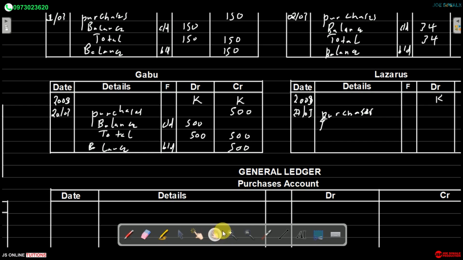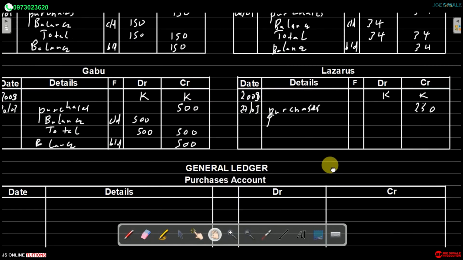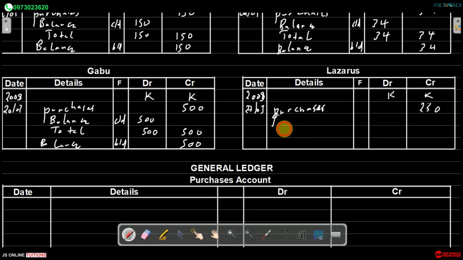Then we're going to balance up the account for Lazarus. For the account for Lazarus, we're going to find our total, our balance carried down, and our balance brought down. Our total there, we're going to show 230 on the debit side and 230 on the credit side. Our balance carried down is going to be shown on the debit side as 230, and the balance brought down is going to be shown on the credit side as 230. So that's how you can write down the personal accounts in the purchases ledger.